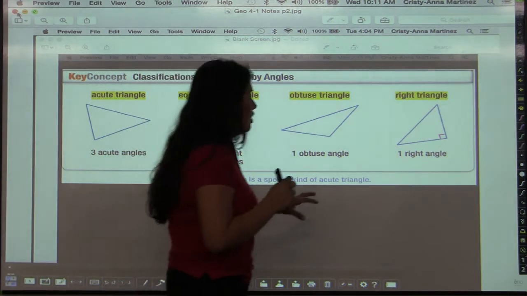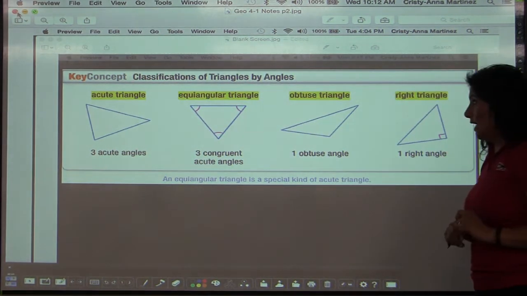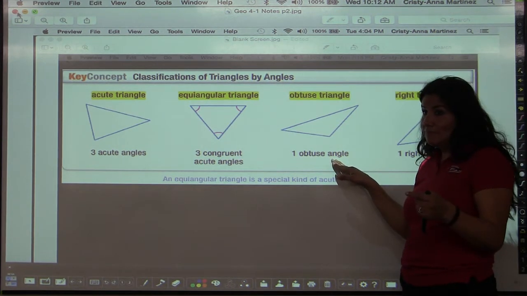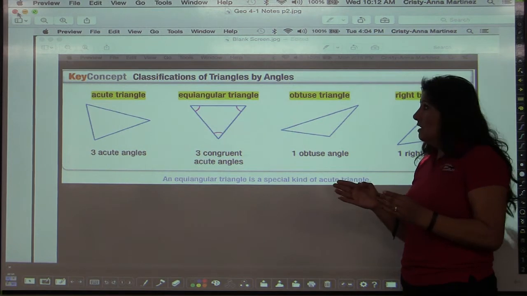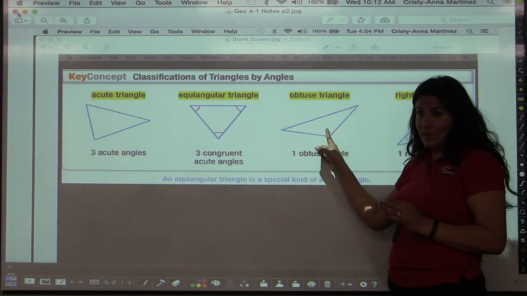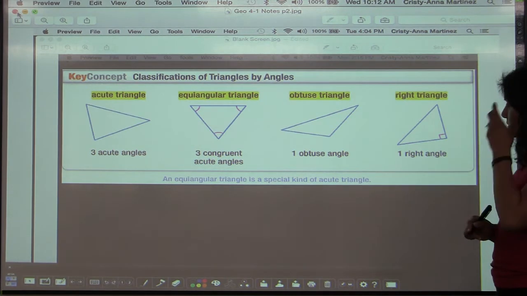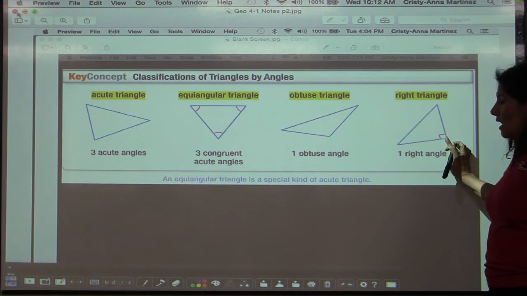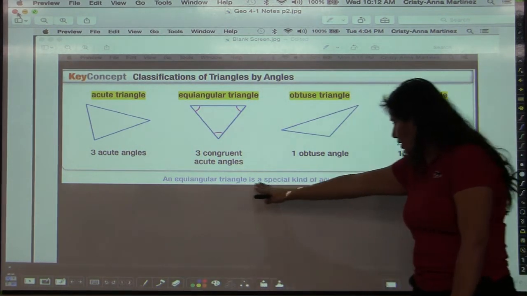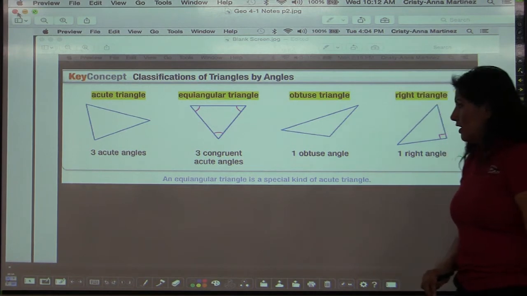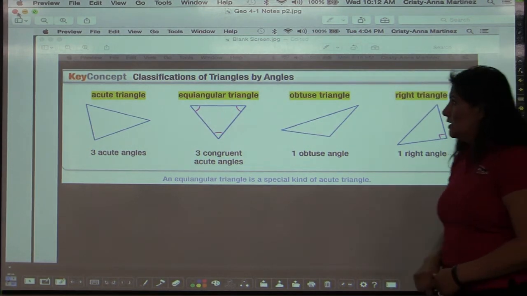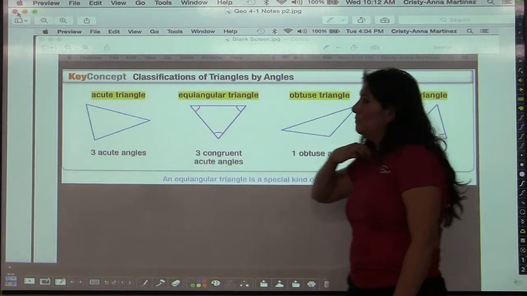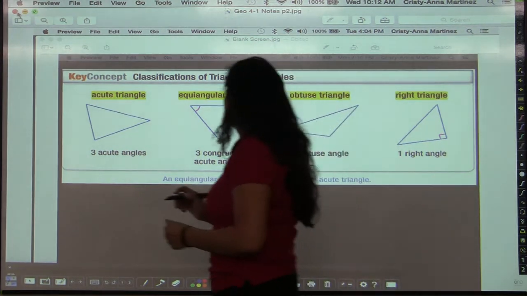For an obtuse triangle, you can only have one obtuse angle in an obtuse triangle. And that should make sense because an obtuse angle would be one that is greater than 90. So if you had 2 angles that were greater than 90, then you would already be exceeding your 180 degree limit. So you can only have one obtuse angle in an obtuse triangle. And of course, our right triangle has a right angle in it. And down here, I don't know if you can see this really clearly, but this is kind of important. An equiangular triangle is a special kind of acute triangle. So technically, because all of these angles are acute, it would still classify as an acute triangle. Alrighty? So those are our classifications of triangles by angles.